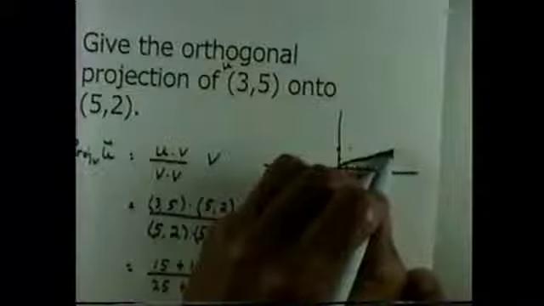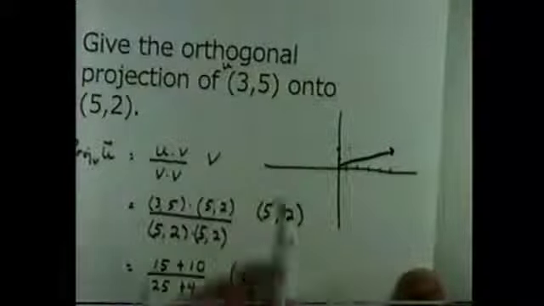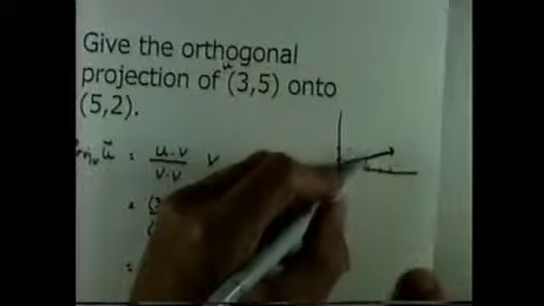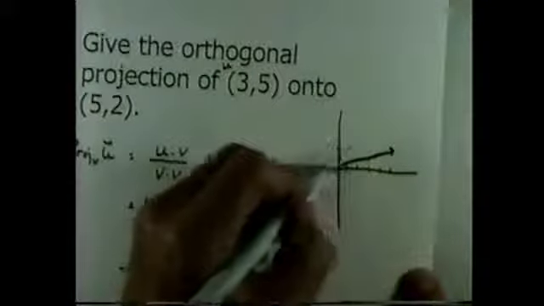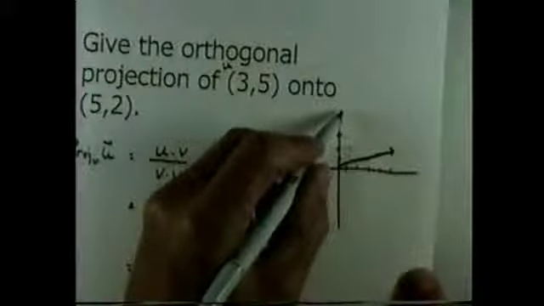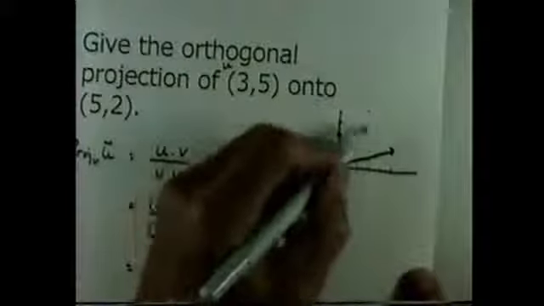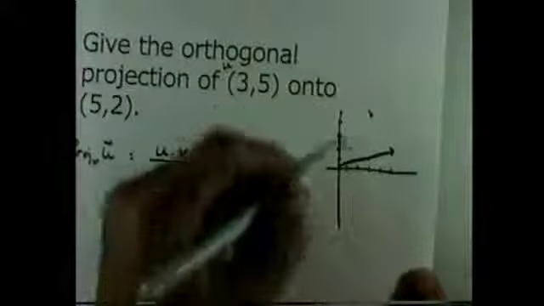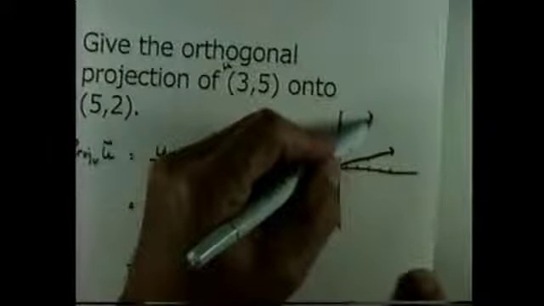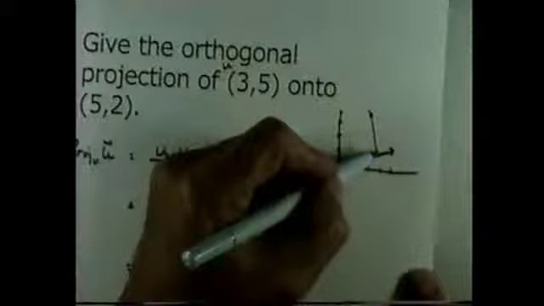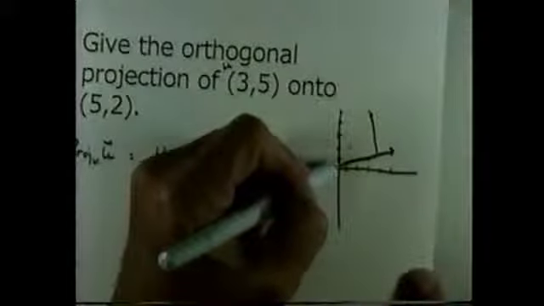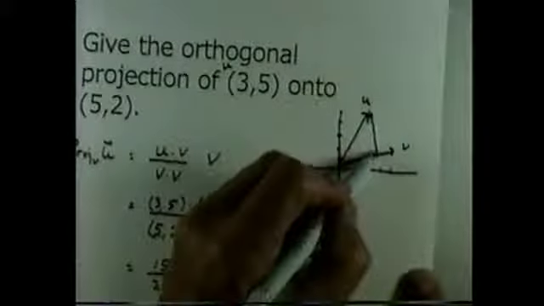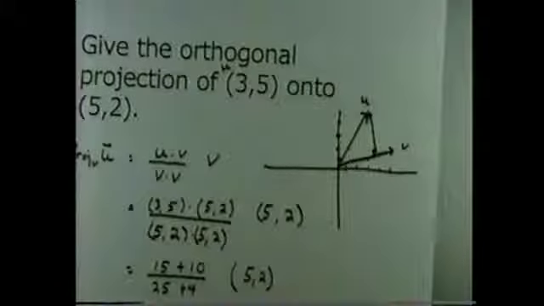So here is the vector V. The vector U is (3, 5). So we're coming up 3, up 1, 2, 3, 4, 5. So it'd be somewhere there. Well, the projection, I'll draw the right angle down. So this is the right angle.